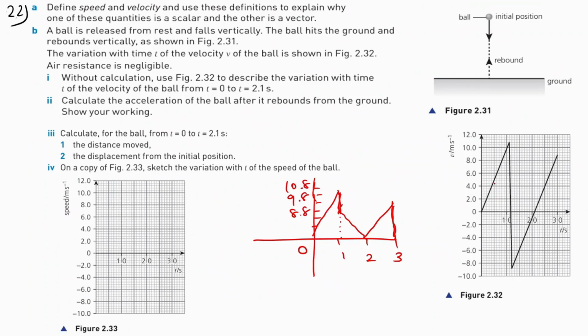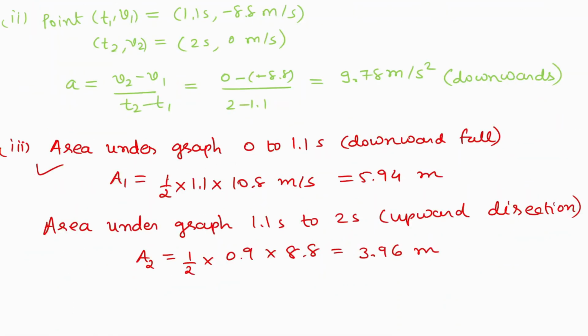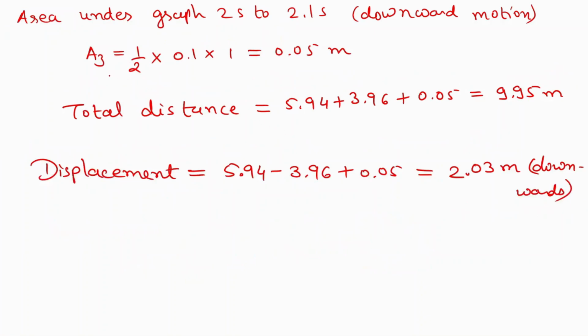Okay. So first you need to calculate this area, then this, and then from 2.1. First, 1 by 2 into 1.1 into 10.8. Here they are triangle shaped, so you just apply the formula 1/2 base into height. This is A1. This is area under A2, 3.96 meter. And the last one, 2 to 2.1 seconds, the area is about like this.